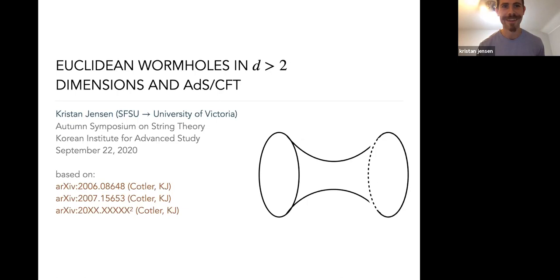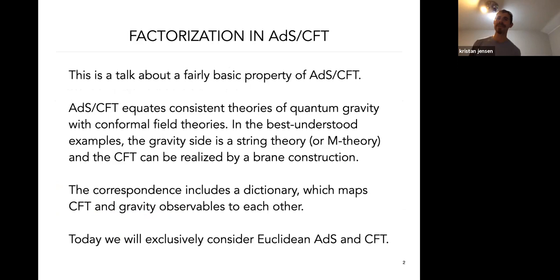So this talk is about a fairly basic property of the AdS/CFT correspondence. We're now 23 years into AdS/CFT, so we know it quite well. It's an old friend. I think I was 13 when it came into being. So most of my life has been spent with it one way or another.